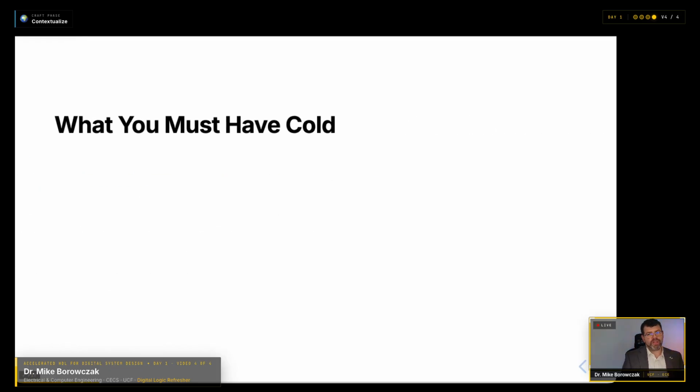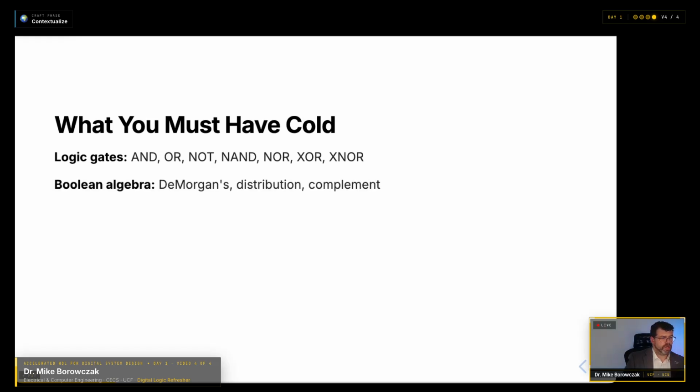So what you should know, and if any of this is completely brand new to you, or you just don't remember, please do take time to go into a deeper dive refresher here. Basic logic gates that we have: AND, OR, NOT, NAND, NOR, XOR, and XNOR. Also Boolean algebra. Be comfortable with De Morgan's, distribution, complements. You want to be able to know how these work.